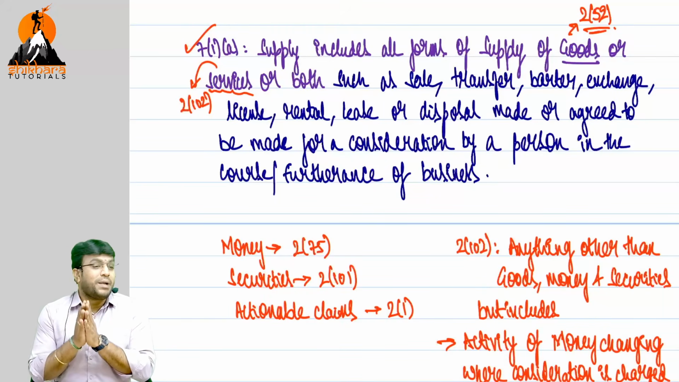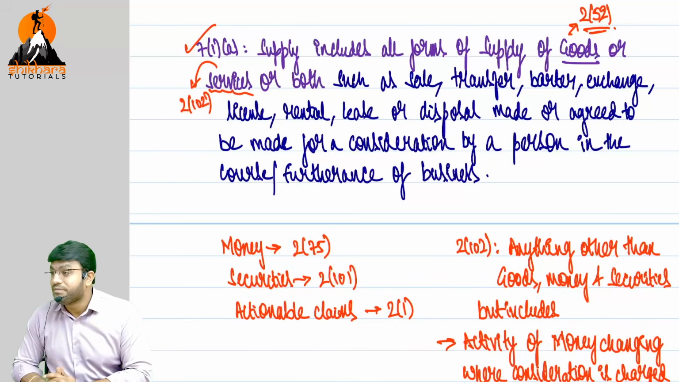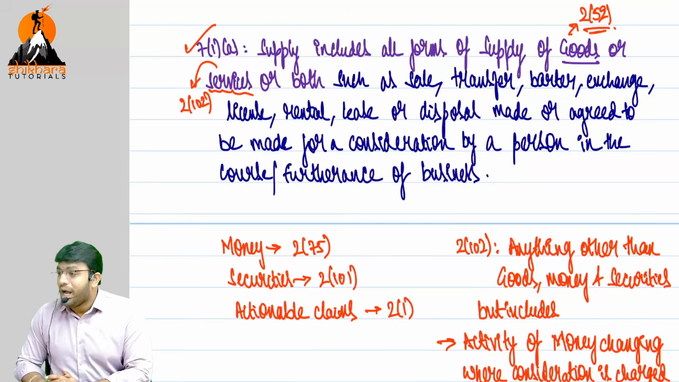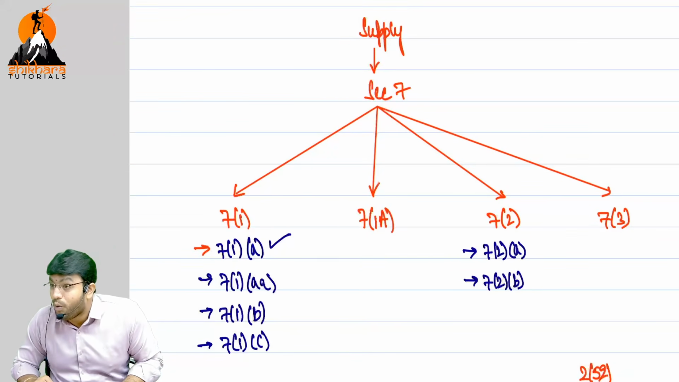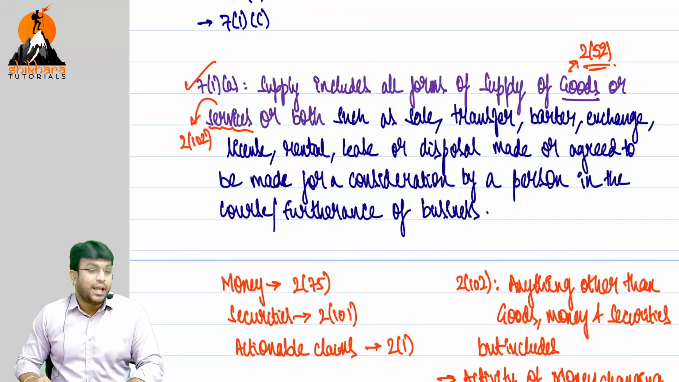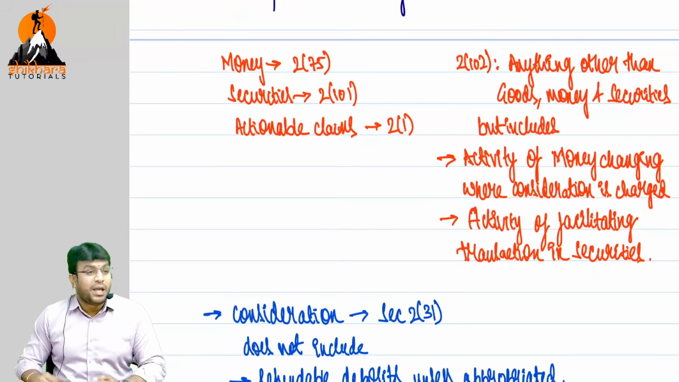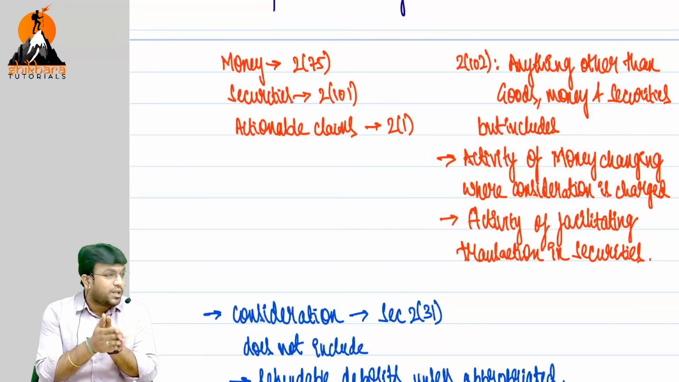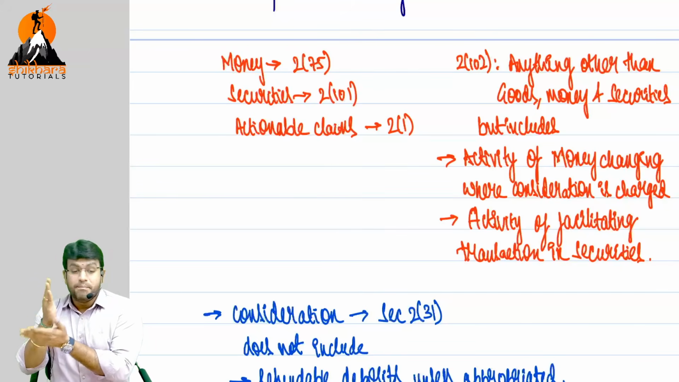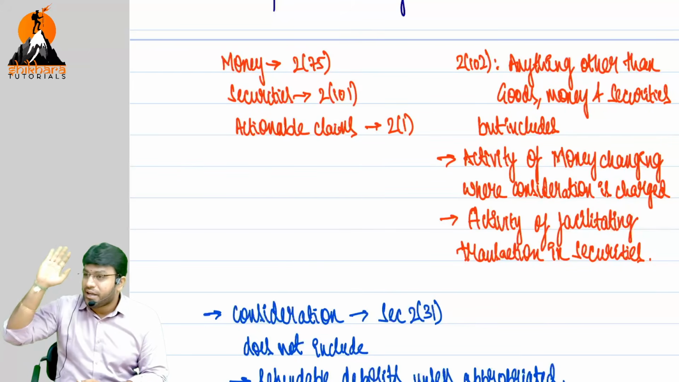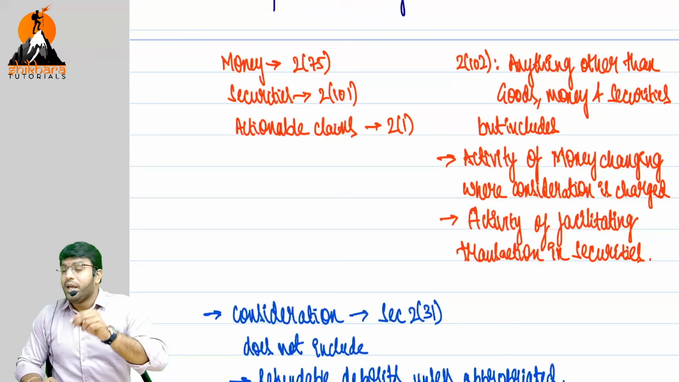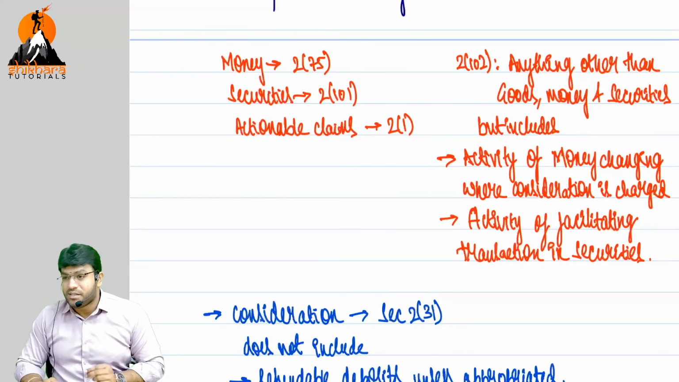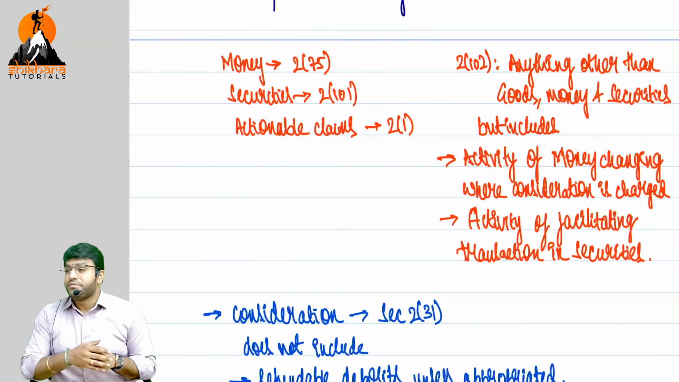And the concept of supply is dealt with which section? Section 7. Yes or no? And in Section 7, I told you that there are various parameters. What is Section 7.1A? Supply includes all forms of supply of goods or services or both, such as sale, transfer, barter, exchange, license, rental, lease, or disposal, made or agreed to be made for a consideration by a person in the course or furtherance of business.